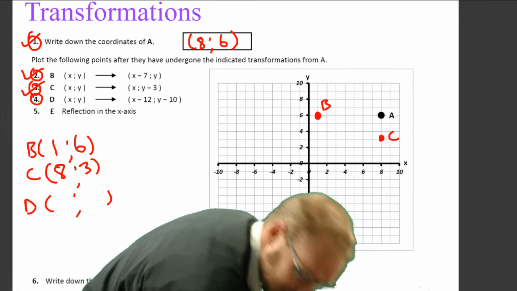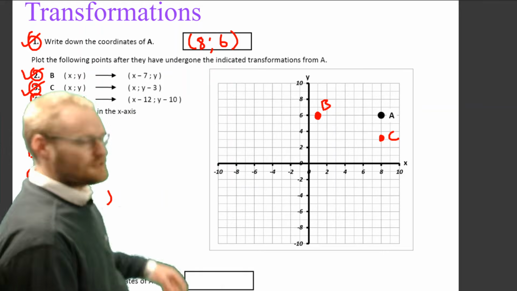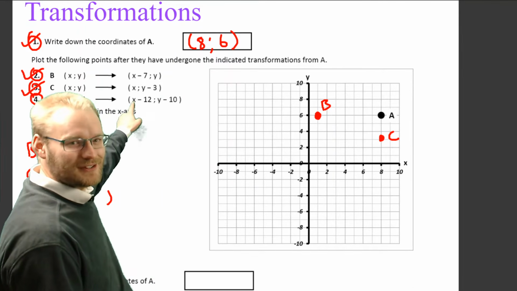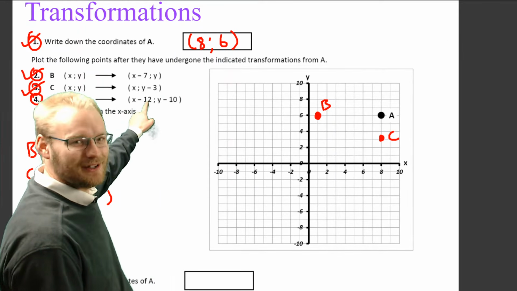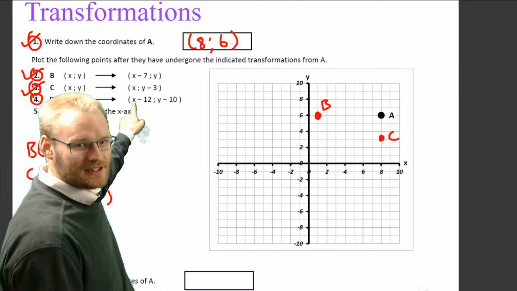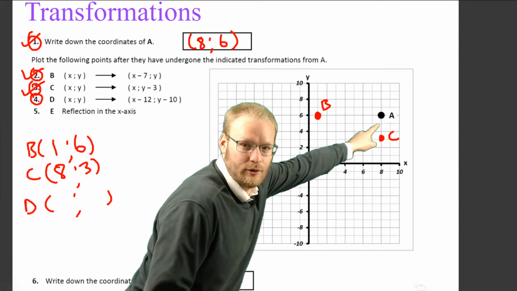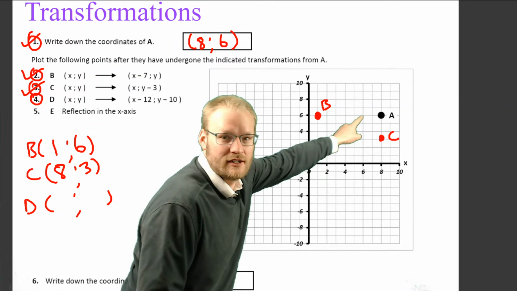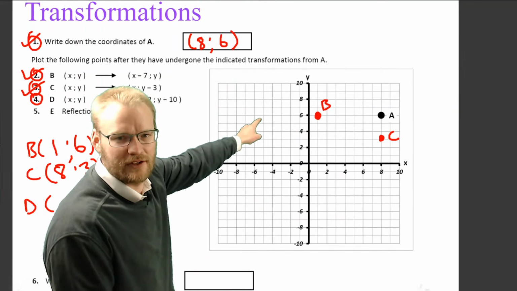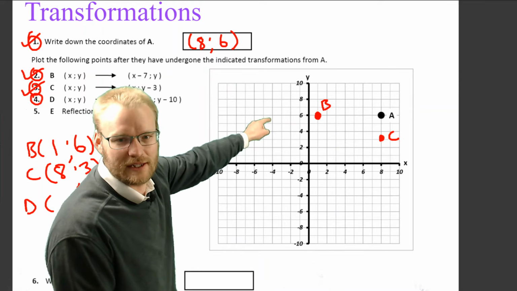Let's move out the way here and see what we're going to do. So this is our minus 12. So x minus 12, y minus 10. Let's start with our x. For our x, still starting from point A, we're going to move it left by 12, wherever it gets to. Probably around about there somewhere.